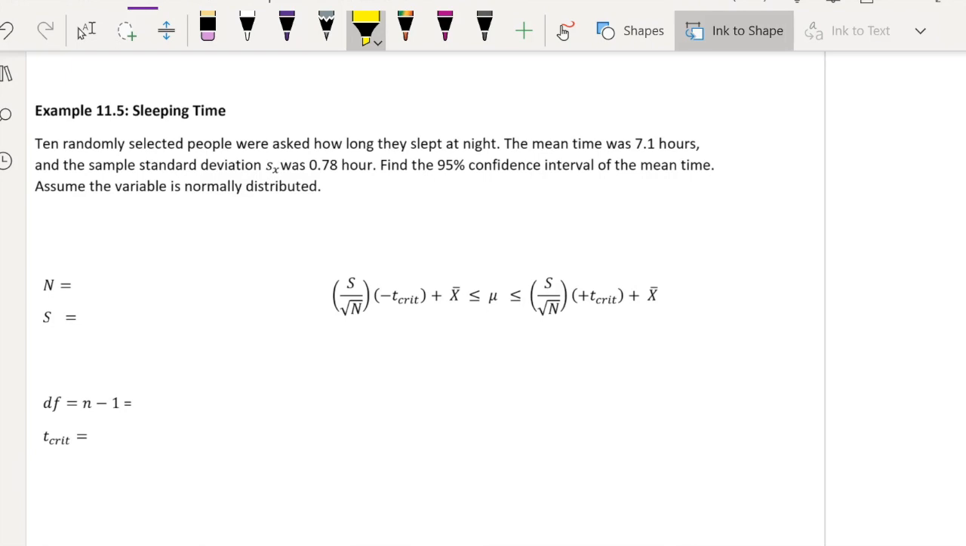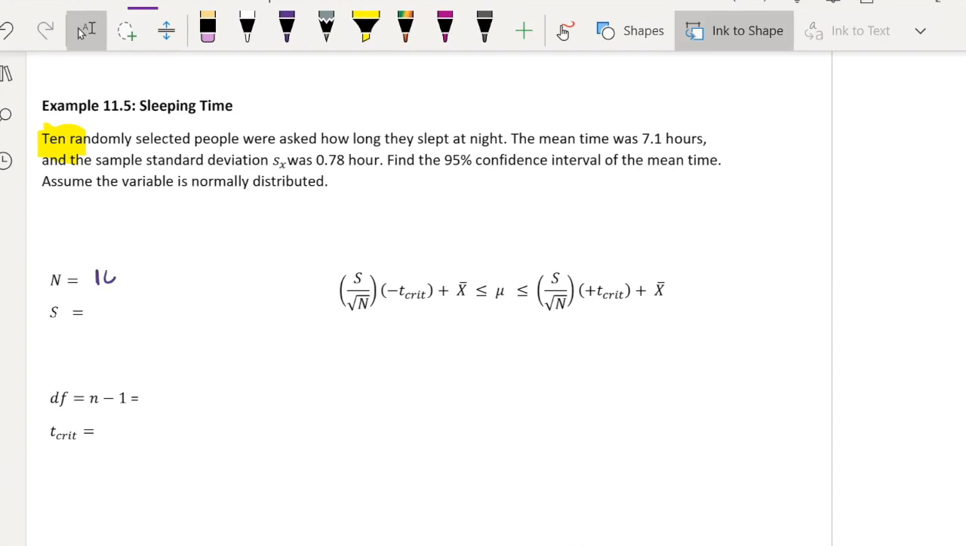Okay, let's actually do a problem for confidence intervals. Sleeping time. So 10 randomly selected people. That 10 is actually our sample size. And the fact that it's so small, and by small I mean less than 30, tells us we're going to use a t-distribution. Okay, the mean time is 7.1. So that's a mean, cool. I need to know if it's the sample mean or the population mean. And spoiler alert, it's always going to be the sample mean, because the whole goal of doing a confidence interval is that we don't know what the population mean is. We're creating an interval around it.